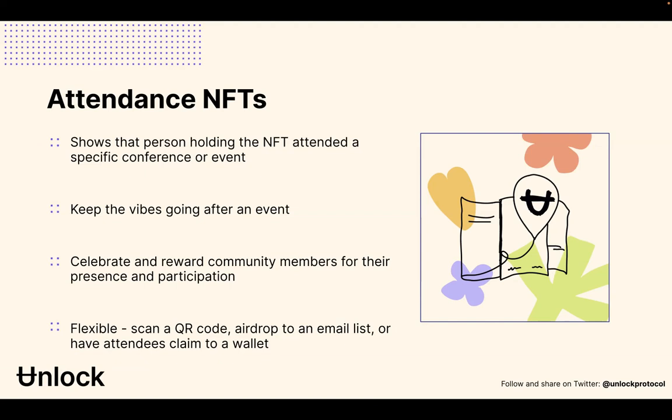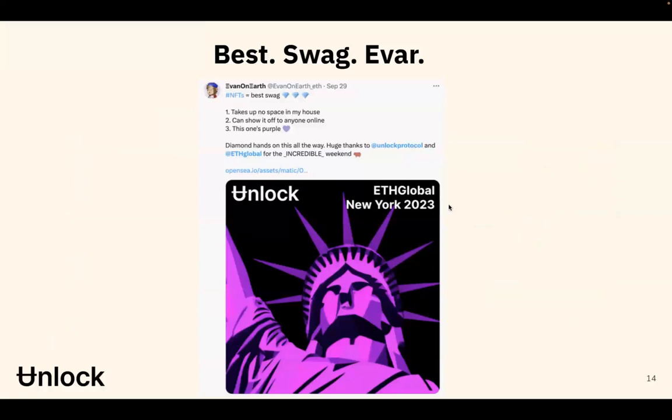You can celebrate and reward community members who were actually there and in the physical space. And there are a lot of different ways you can get those to folks. They can scan a QR code at the event proper. You can airdrop them to an email list of attendees that you have, especially if you did your ticketing offline. We'll talk about that in a little more detail. Folks can claim it to their own wallet. They can claim it to email. There are a lot of different ways that they can do this.